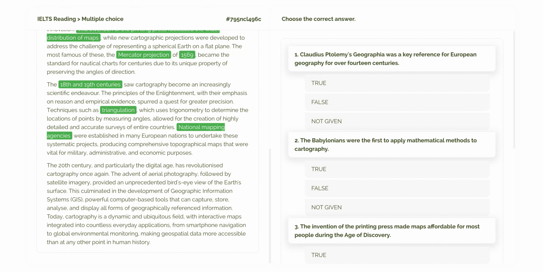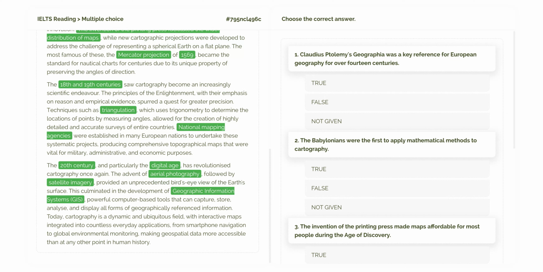Paragraph 5. And the final paragraph brings us to the modern era, the 20th century and the digital age. Important terms here are aerial photography, satellite imagery, and geographic information systems, GIS, which make maps common in our daily lives.